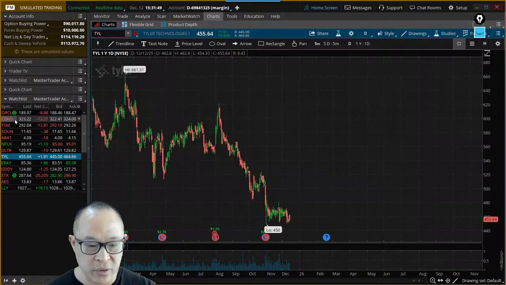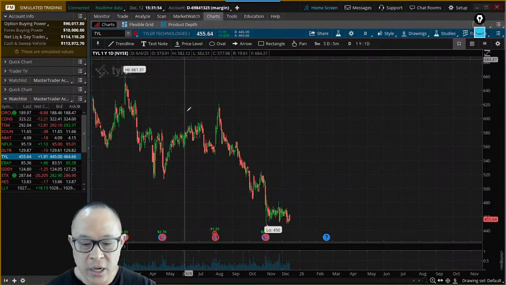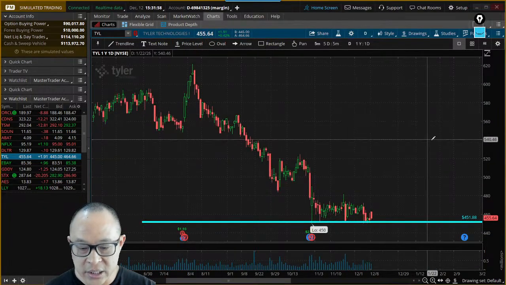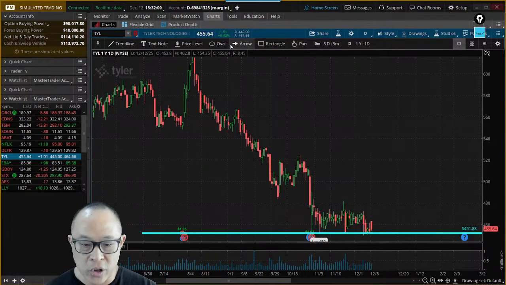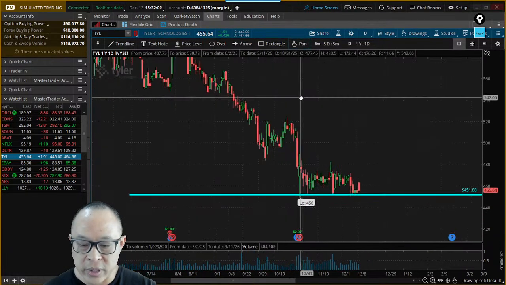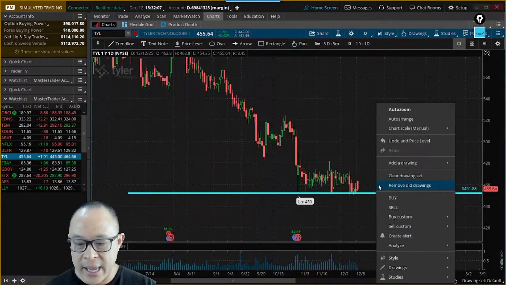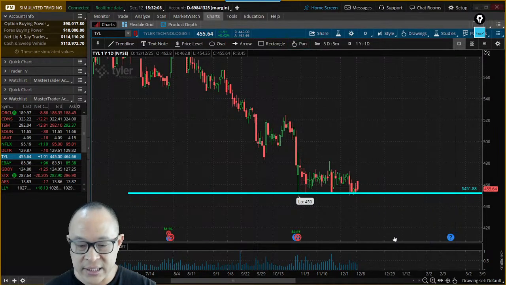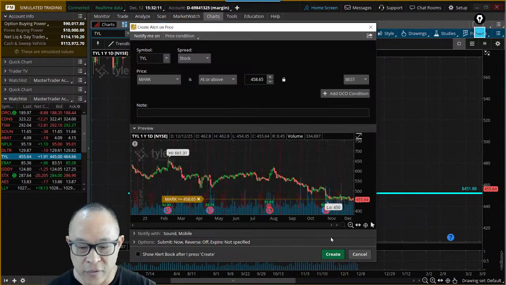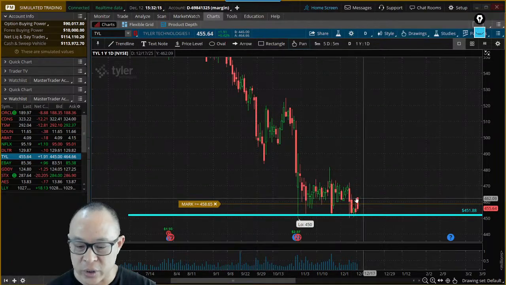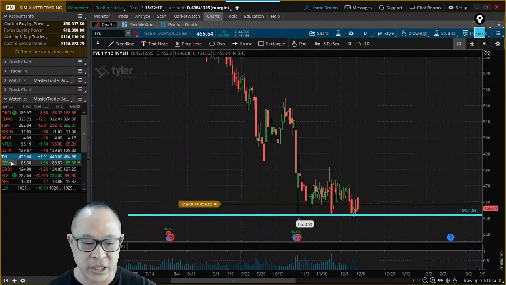Like for example, here we have TYL. You can see this stock is consolidating at a support level. So if I were looking to enter a buy order, I would say, oh, this is popping up on my screen. I can create an alert by right-clicking and choosing create alert. And if this stock gets at or above 458, it will ping me so that I don't have to stare at the screen. I can see that there is a confirmation bounce.